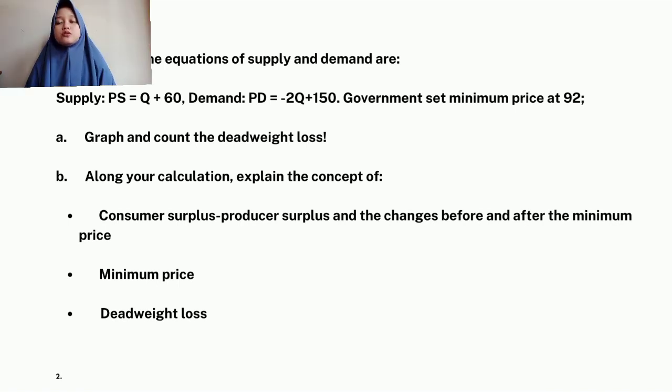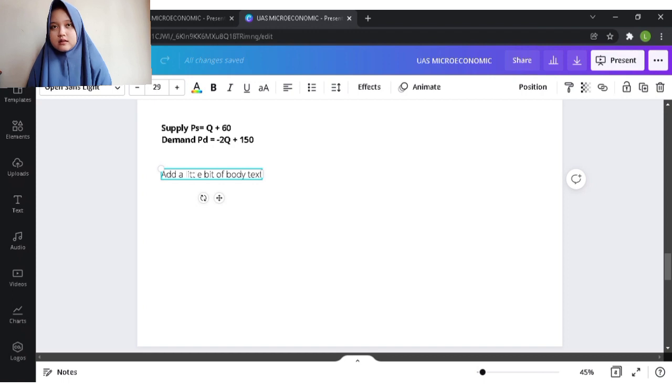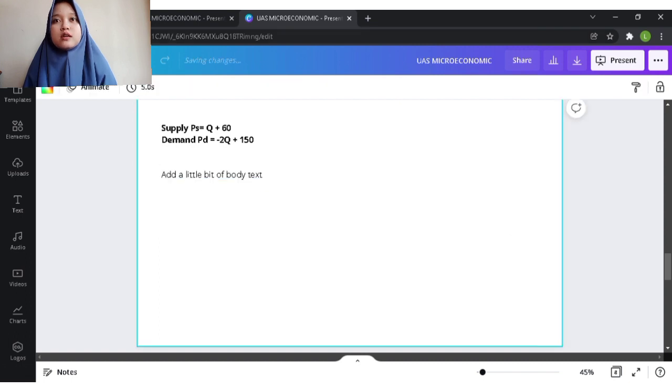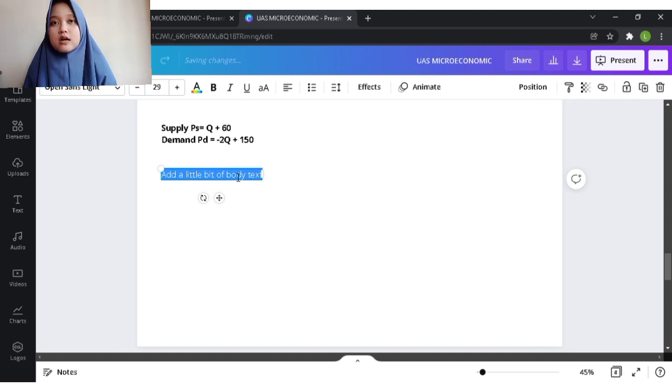So, and the number 2, we will discuss about the equations given: supply PS = K + 60 and demand PD = -2K + 150. The first thing that we do is the supply equation.